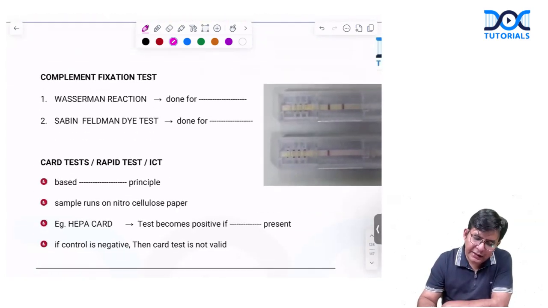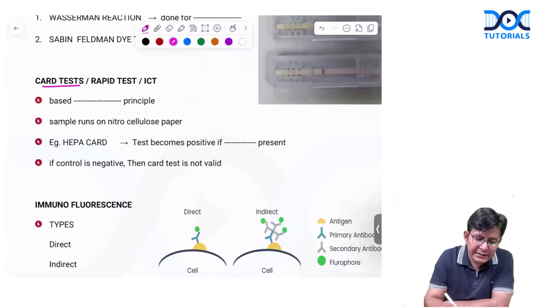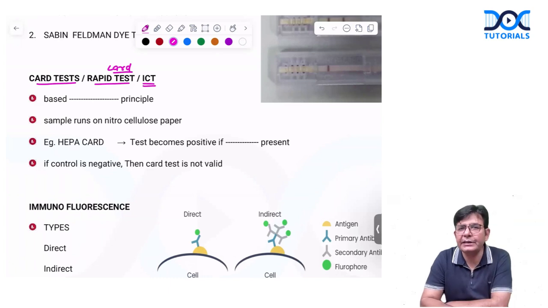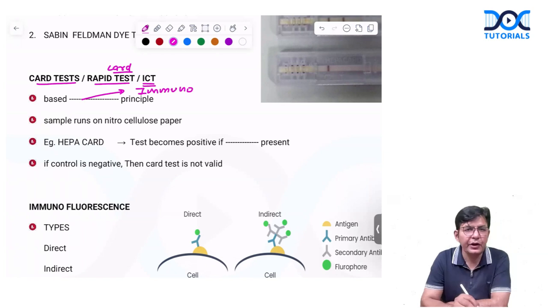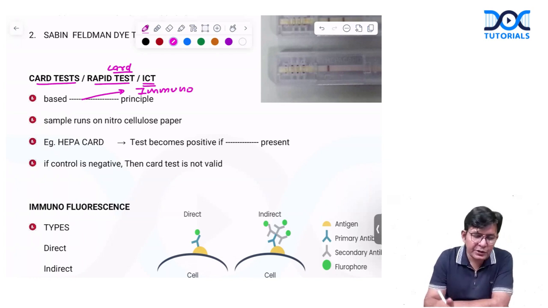Now coming to the final part, the rapid card test we are talking about in specific. Rapid card tests are also termed immunochromatographic tests. So the first question of your viva is: these immunochromatographic or card tests are based on which principle? The principle is in the name only. Whenever immuno is talked about, serology is being talked about, and what should we think? Antigen antibody.